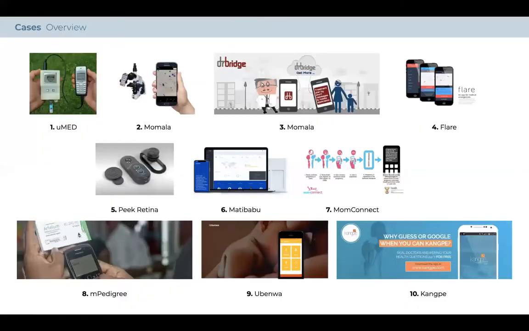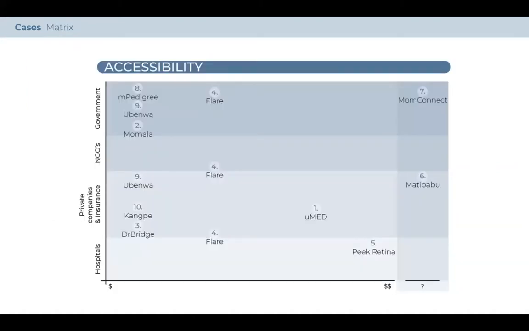And this is an overview of the cases that we first analyzed. They're very varied in typology, in uses, and in context. The first matrix that we use to categorize the products and services is accessibility. So we thought it was interesting to look at the price and the channels through which these are obtained, because in developing countries it can be challenging to access healthcare.